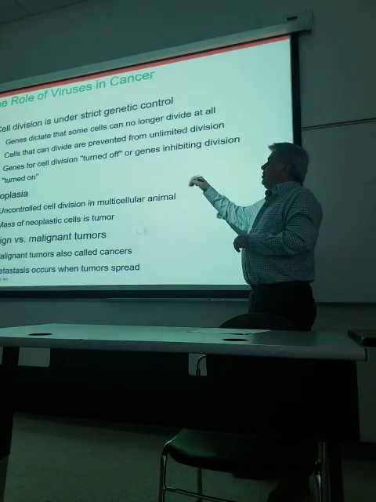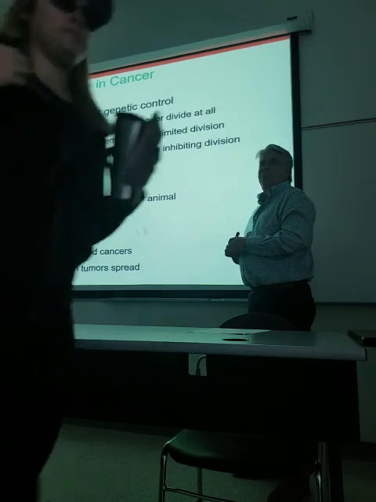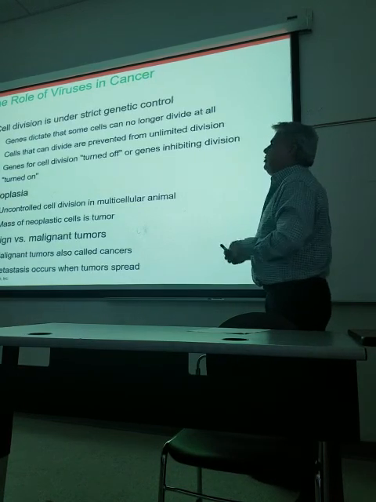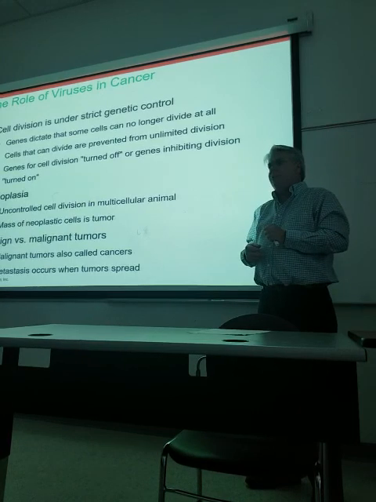All right, genes for cell division are turned off. These are called proto-oncogenes or oncogenes, right? And genes for inhibiting cell division are turned on. Those are called tumor suppressor genes. You guys remember any of those from 1306?